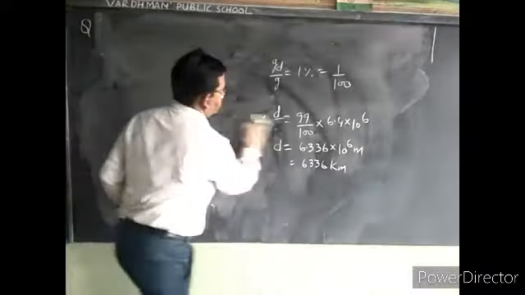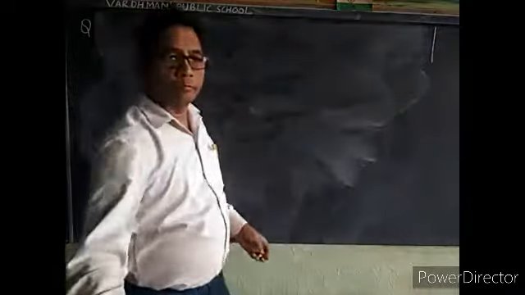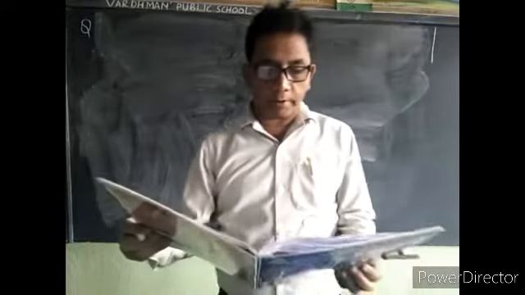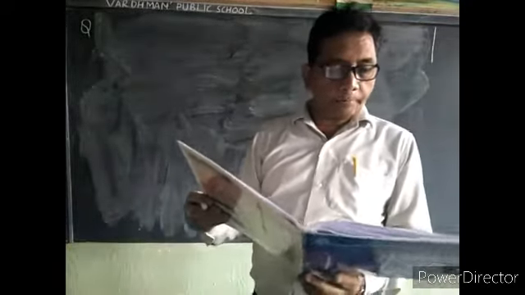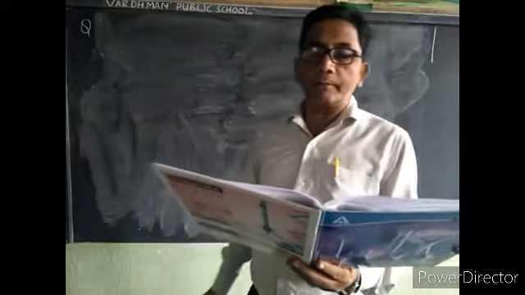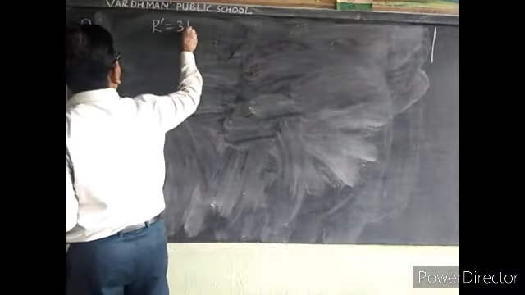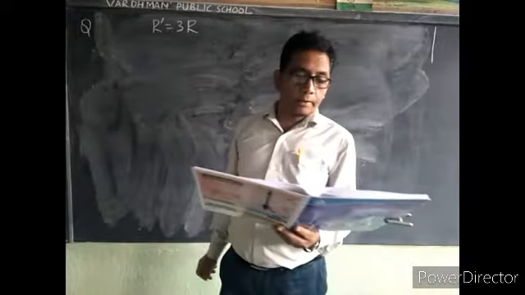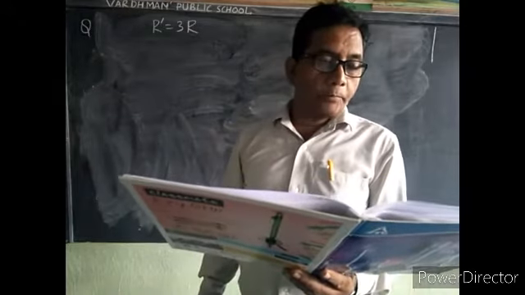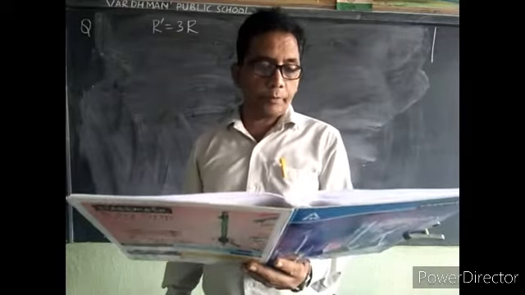Now our next question is: if the radius of the earth is increased by a factor of 3, that is, the new radius r dash is equal to 3r, by what factor would the density have to be changed to keep g the same?